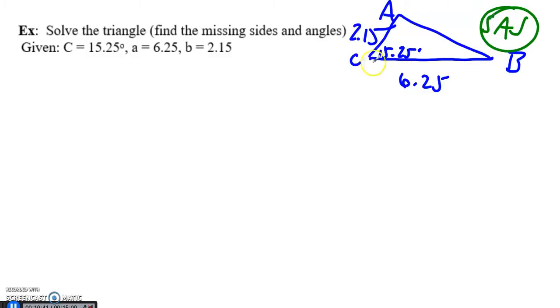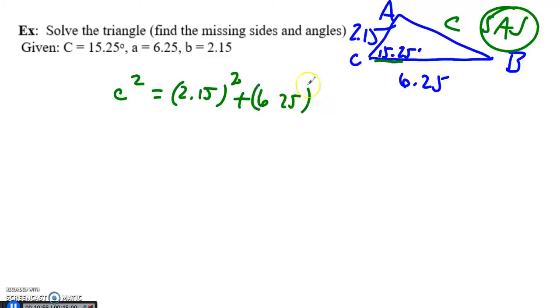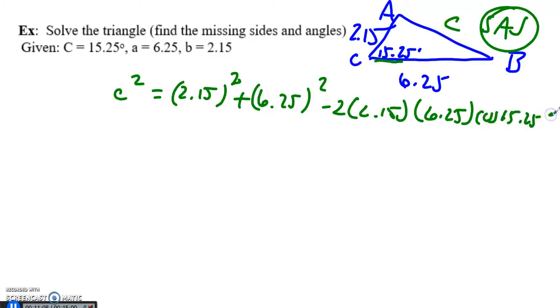So luckily this time I have the angle. So what if we found the side across from the angle? You might find this is a little easier. If we're looking for c squared, we have to use the other two sides. C squared equals the first side squared plus the second side squared minus 2 times the two sides I just used, 2.15 and 6.25, cosine of the angle across from the side that I want, 15.25 degrees.